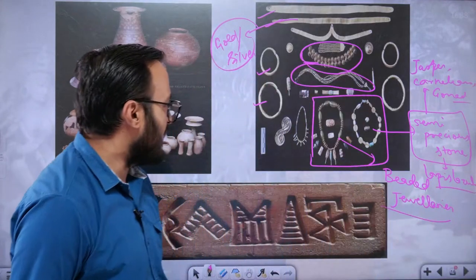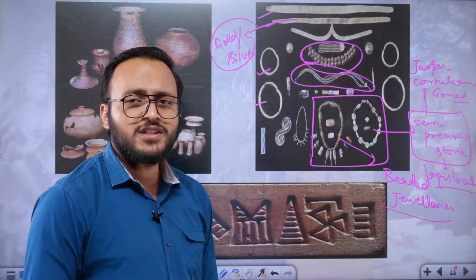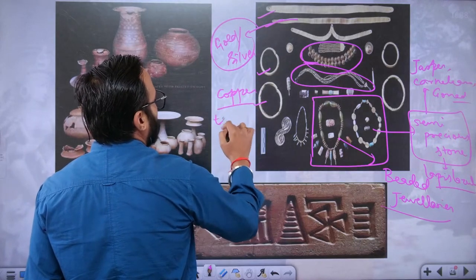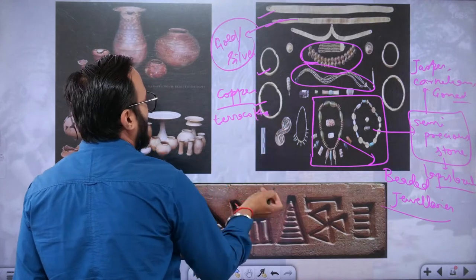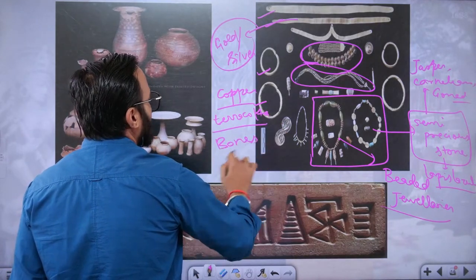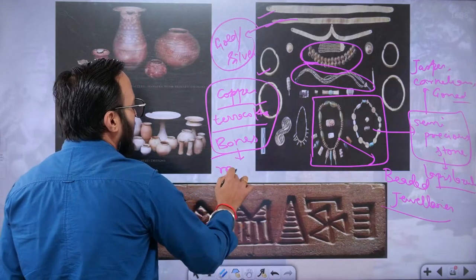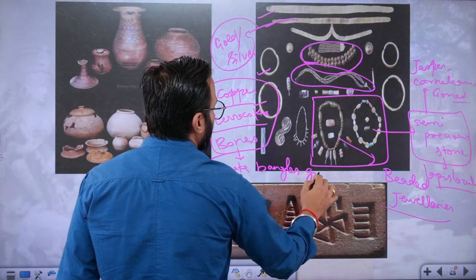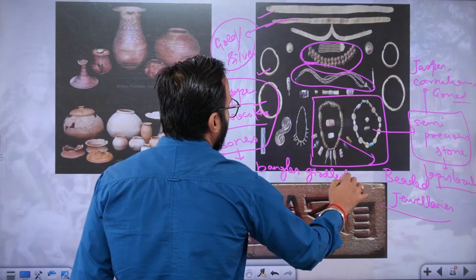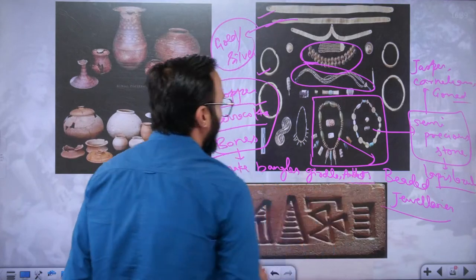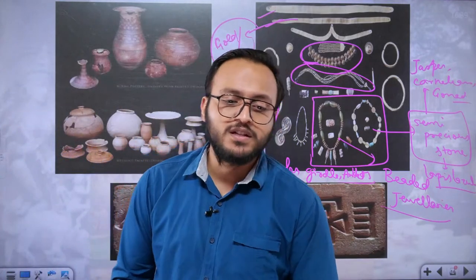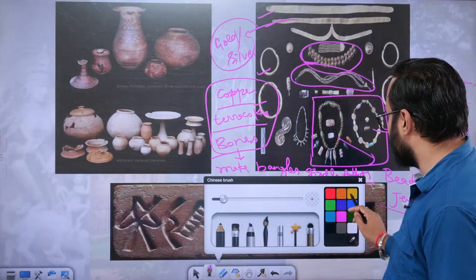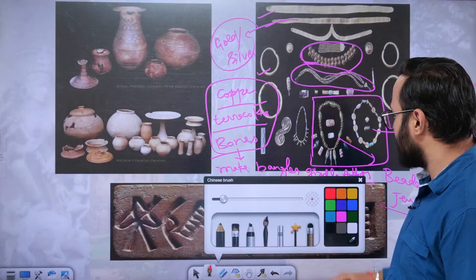Got it, everybody? So different types of stones, different types of metals, not just gold and silver, but also copper, then terracotta. Apart from that, bones, all these were used to make the bangles, or the girdles, or the anklets, etc. So different types of materials were used to make different types of jewelries. All right, everybody, I hope that all of you got a clear idea about it.